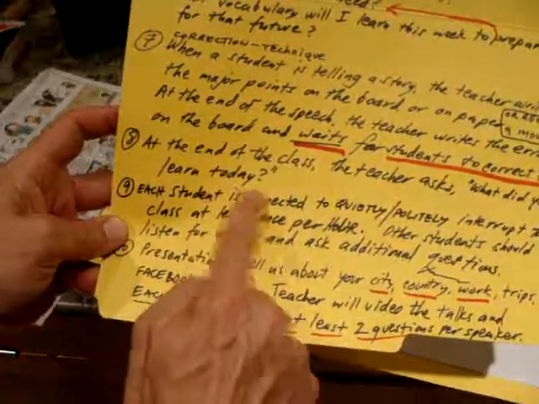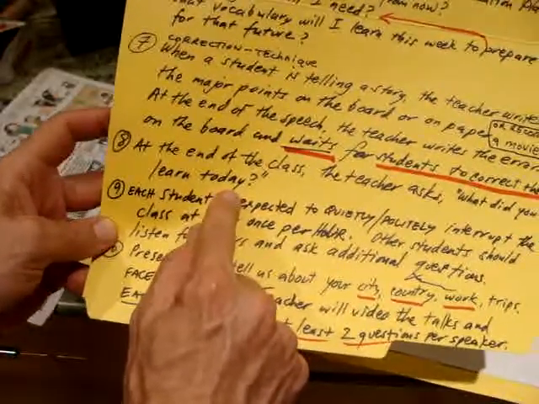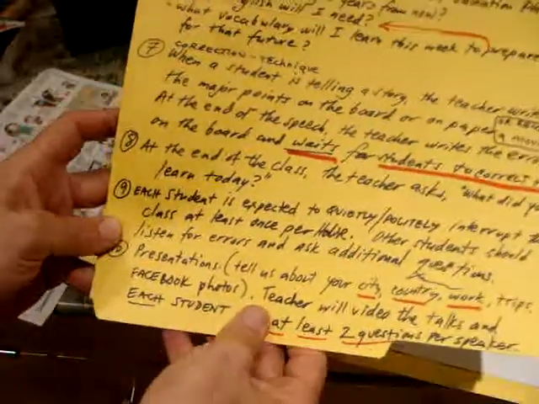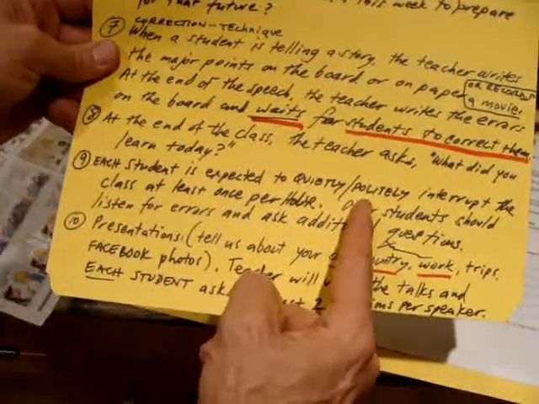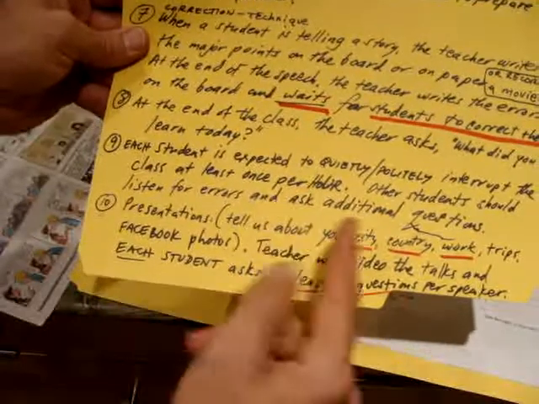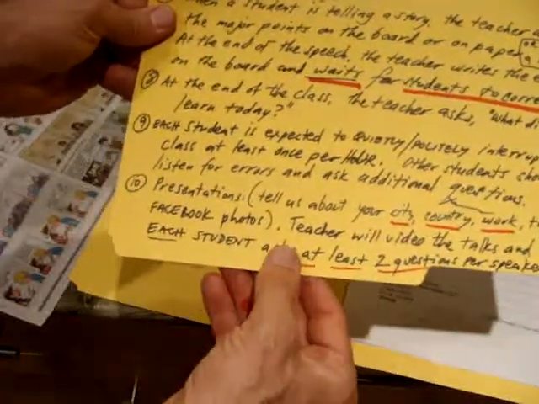At the end of the class, the teacher asks, "What did you learn today?" This helps students speak and review their notes. Each student is expected to quietly and politely interrupt the class at least once per hour. The other students should listen for errors and ask additional questions.